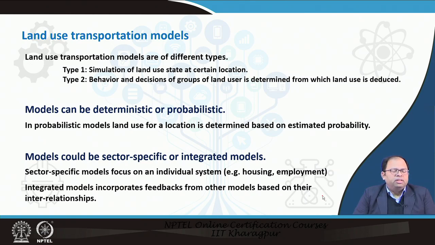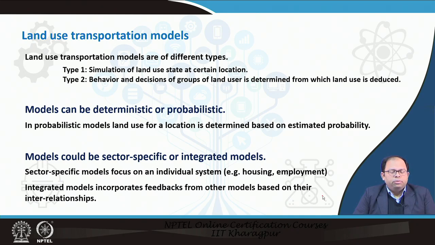So, these are the two different kinds of models, and models can be both deterministic or probabilistic. In probabilistic models, land use for a location is determined based on its estimated probability. So, it is not a fixed type. We have to determine based on probability that there is a chance of a person choosing another land use. So, there has to be some way to allocate a particular land use to a particular person. That will be covered in a different lecture, but a probability model is more robust.